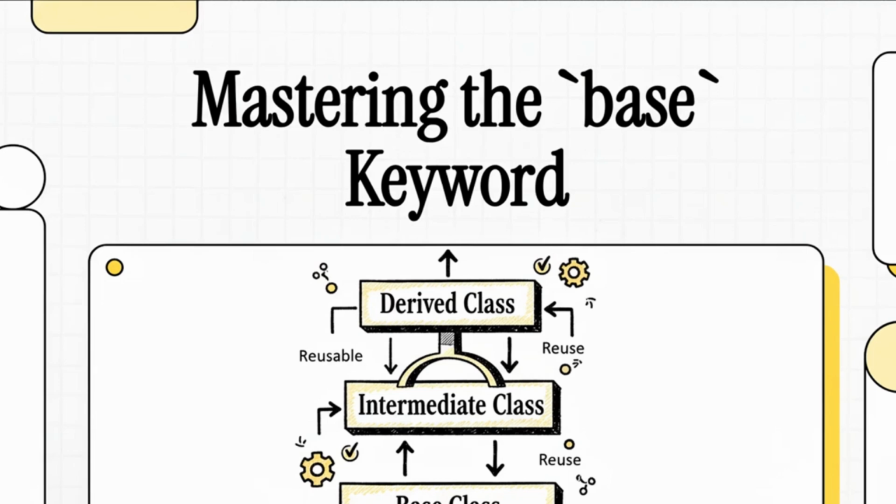All right, let's get right into it. Today, we're going to talk about a really powerful little keyword in C#, base. Seriously, this thing is the secret sauce for building awesome, layered code that you can reuse. By the end of this, you're going to see just how cool and essential it is.